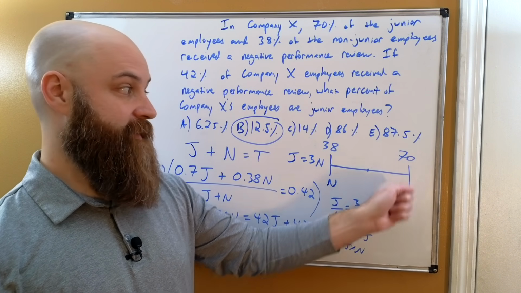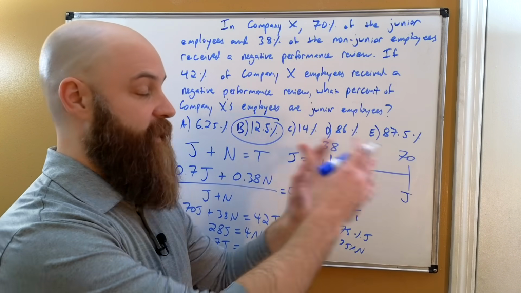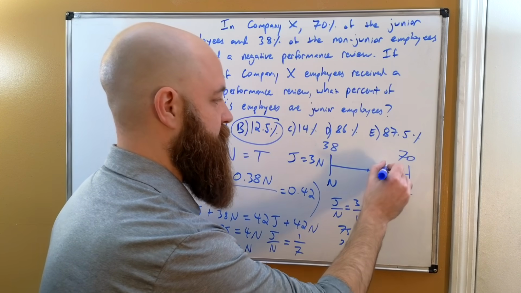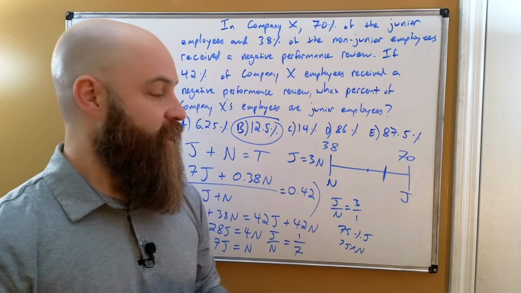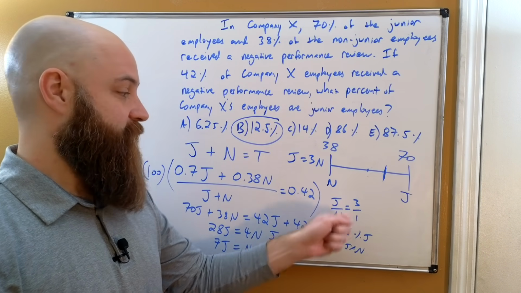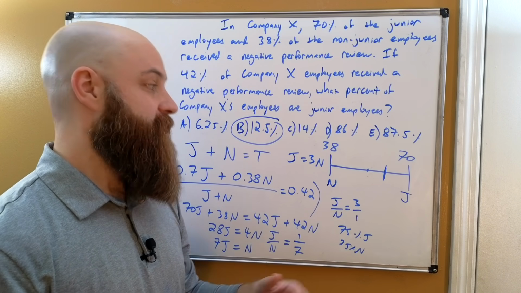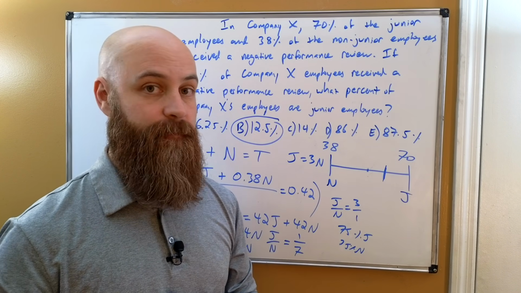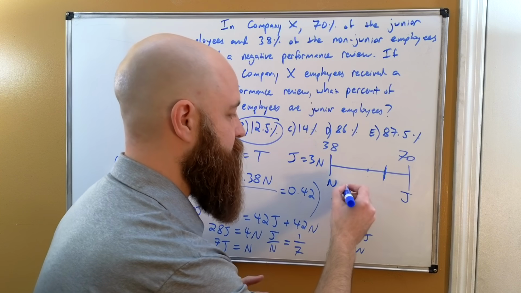Okay, well, if I've got 75% J's, I've got a lot more 70%. The weighted average is going to be closer to 70. Okay, great. So I'll draw it right here. And then I might say, well, how much closer to 70? Well, if J's to N's are 3 to 1, it's going to be 3 times closer to 70 than to 38.